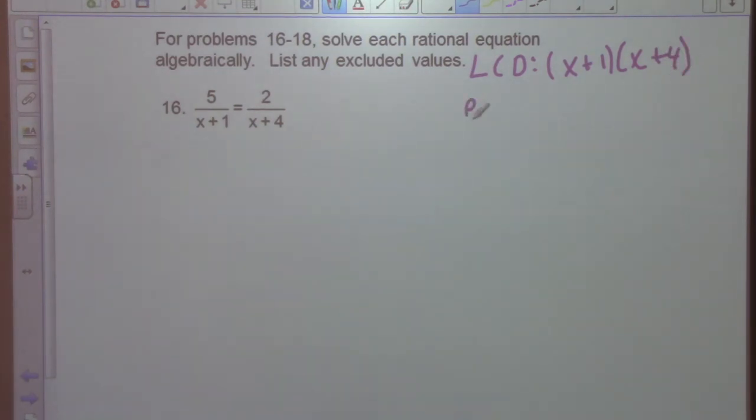Any excluded values? Yeah, so for this one we have x cannot equal -4, comma, -1, which is in set notation, meaning that's not a coordinate pair, right? Okay, what do we do to solve this?